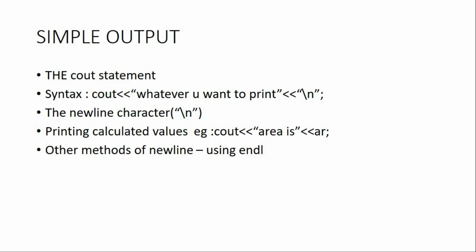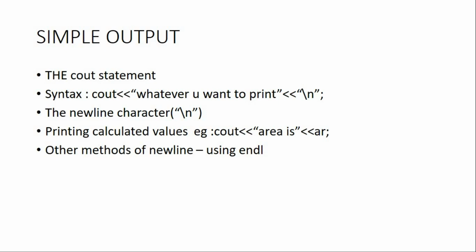And how do we print calculated values? You can write cout, and then in quotes you write "area is", so that's the text you want to display, and then you want to print a variable or a number, AR. So AR, let's say, has the value of 3.14. So what will be displayed on the screen is: area is 3.14. We will see this later.